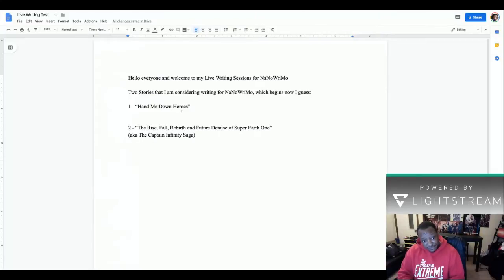And then I imported him into a new story, created the Captain Infinity Saga, and I came up with this idea: the rise, fall, rebirth, and future demise of Super Earth One. Super Earth One is a planet that is filled with only people with superpowers. The problem is they got those superpowers by destroying all people without superpowers. There was a hyperhuman war. Hypers, people with powers; humans, people without powers, of course. They battled, and the people with powers definitely won.